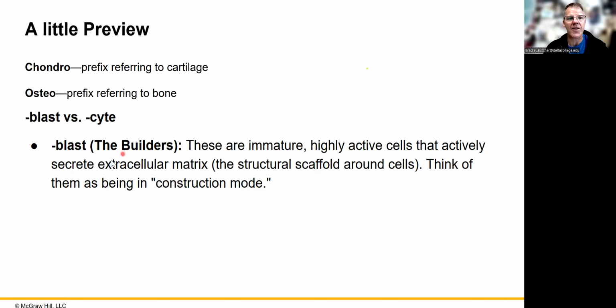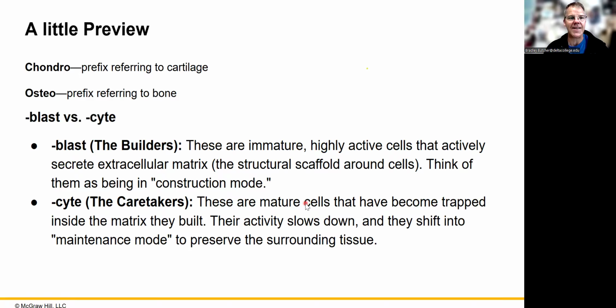Remember the matrix, that extracellular means outside of the cell. The matrix, remember, is a characteristic of connective tissue. And it's what surrounds the cells and provides that structural scaffold, if you will. So think of the blasts as what is doing the building. They're in the construction zone.